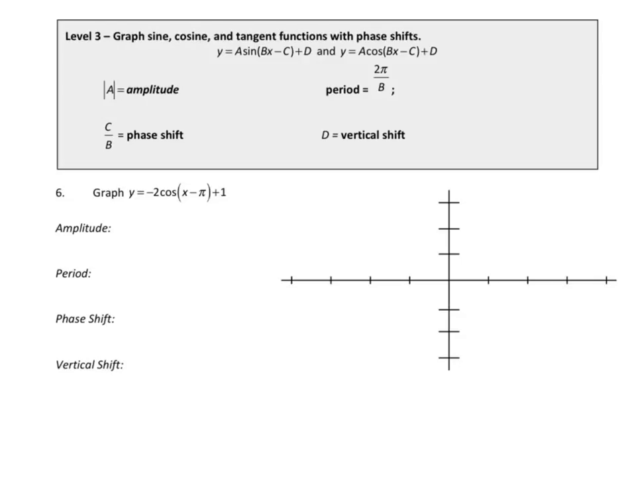In level 3, we will be adding in phase shifts to our sine, cosine, and tangent graphs. This will be horizontal and vertical shifts, and they'll be really similar to other transformations we've done in the past. If you have a number that's added or subtracted on the inside by x, that's going to be a horizontal shift. And if you have a number added or subtracted on the outside, it's going to be a vertical shift.